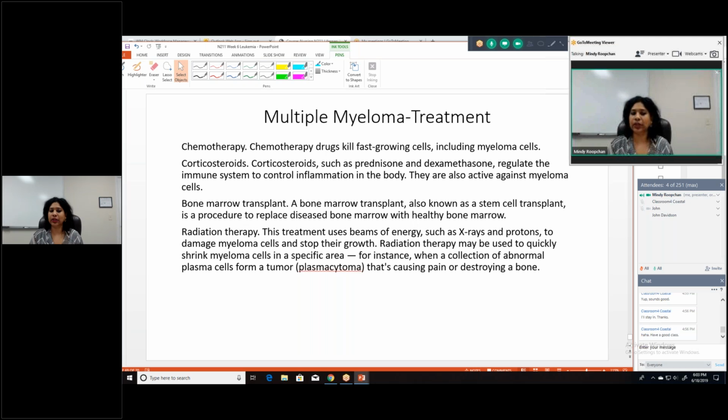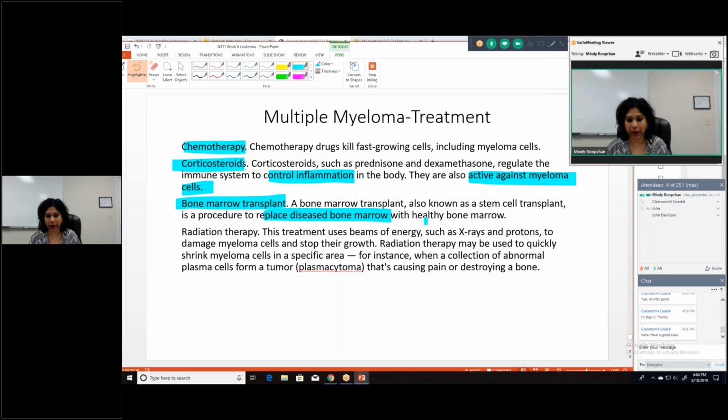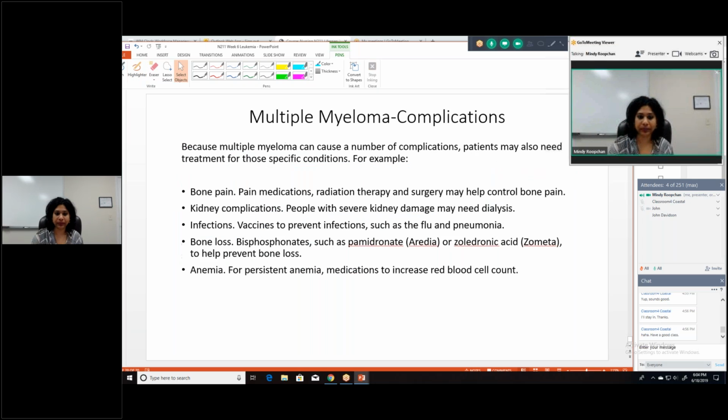We can do chemotherapy, where this chemo is going to kill these fast-growing cells, including the myeloma cells. Corticosteroids, which are going to regulate the immune system, control the inflammation. They also are active against myeloma cells. We can do a bone marrow transplant to replace the diseased bone marrow with healthy bone marrow, and even radiation, where we use beams of energy to damage these cells and stop them from growing.